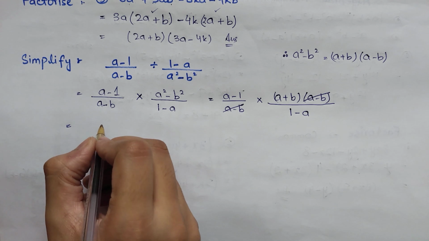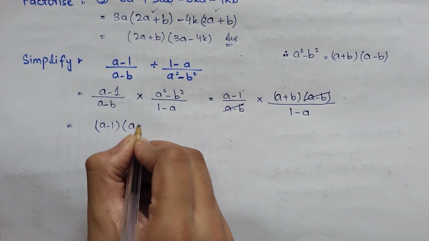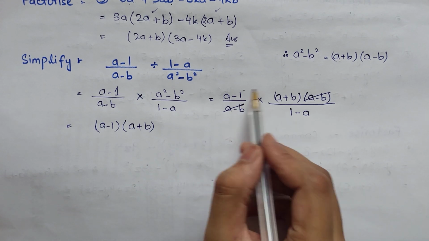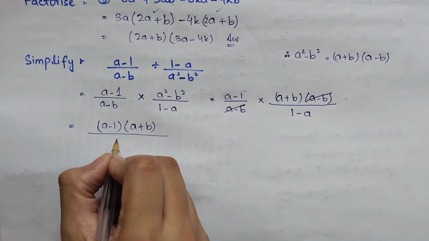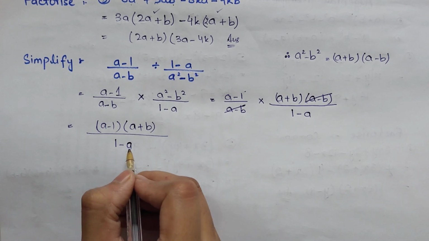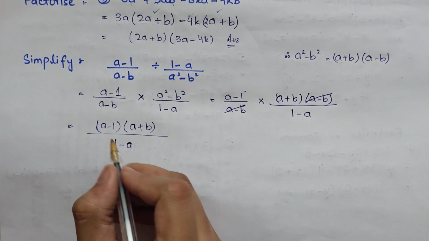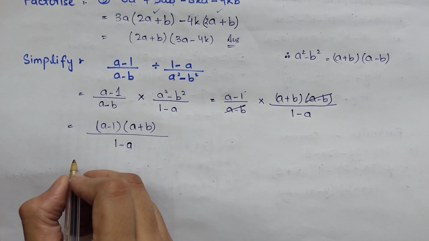Next step is a minus 1 and other bracket is a plus b, both are multiplying, so I write it combinedly over 1 minus a. Other thing, a minus 1 and 1 minus a, these are two different things, we can't cut them. Okay, what we will do, we will make them similar.